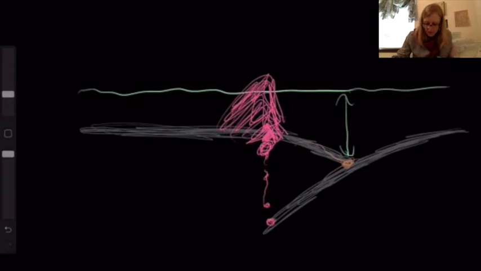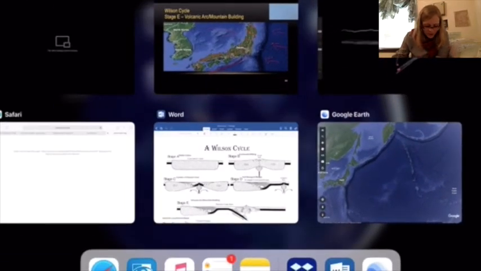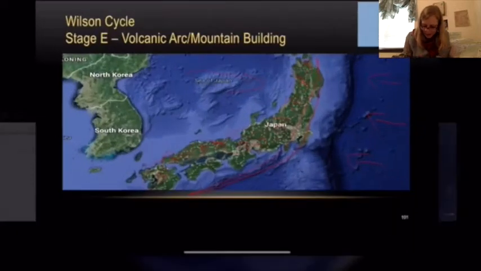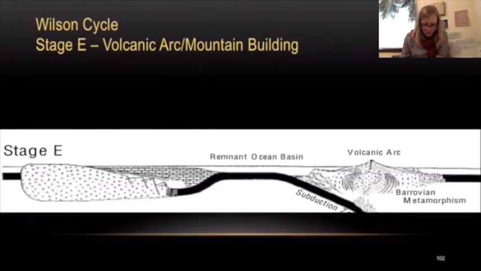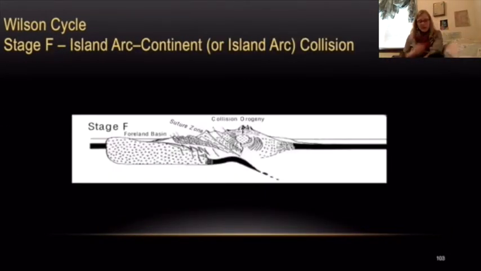How we doing? All right. I think we can get through stage F, so let's do it. So that was stage E. Here we are at stage F. Let's talk about the name right at the beginning. Island arc. So that's what we were just in. Stage E is an island arc, volcanic island arc. And continent, or island arc and island arc, but just to be simple, let's just say island arc and continent collision. What is a collision? It's when two things hit each other.